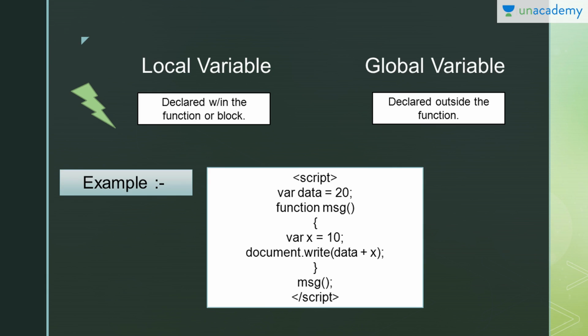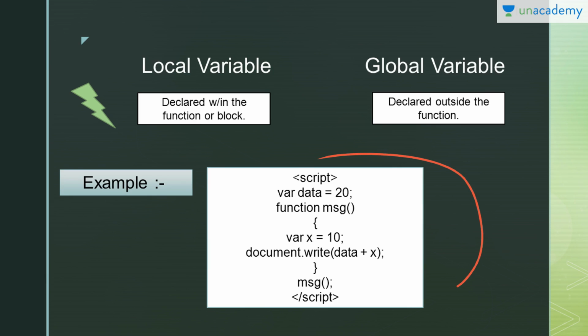Whereas global variables are declared outside the function or with window objects. So in global variables, either you can declare them outside the function or with the help of window objects. And they're accessible from any function. You can access global variables in any function throughout the code because they are global, that means accessible to all, right?